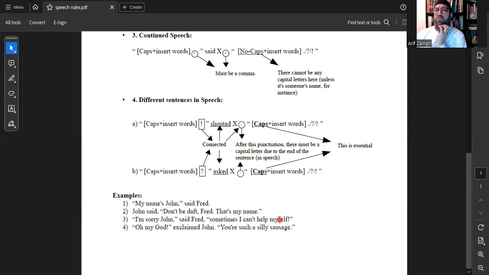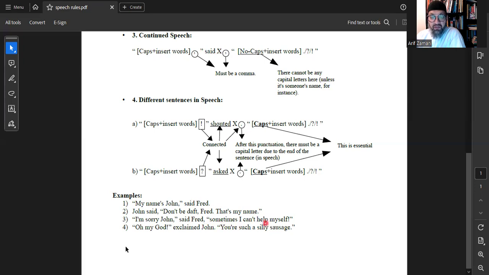Now, the reason why I needed to explain continued speech is because I want to show you a difference with different sentences in a speech. I think for this one, I'm going to go to the example first. "Oh my God," that's one sentence, exclaimed John, full stop. "You're such a silly sausage." Okay, so there's a strange conversation going on between John and Fred. But the last sentence there, "you're such a silly sausage," obviously is a statement, but "oh my God" is an exclamation, just like the previous sentence ends with an exclamation.